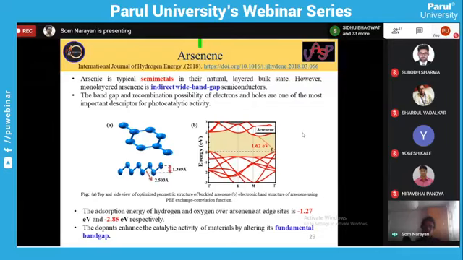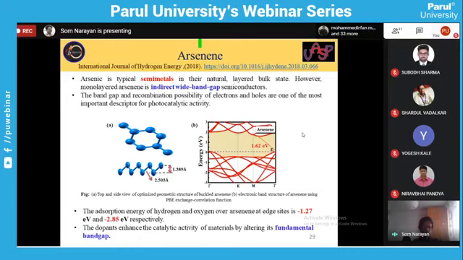So we just see how it is going to behave as a photocatalyst. We adsorb hydrogen and oxygen over it, and we found that the binding energy, that is the adsorption energy, is going to be 1.27 and -2.85 eV respectively for the hydrogen evolution reaction and oxygen evolution reaction. We can see over here that the negative sign shows that it is chemisorption, and it is -1.27, so the desorption process will be difficult.